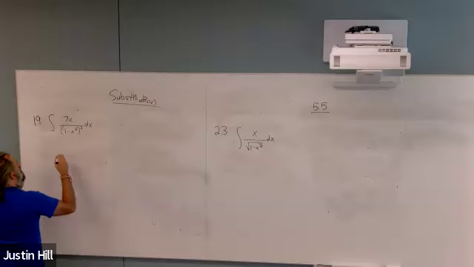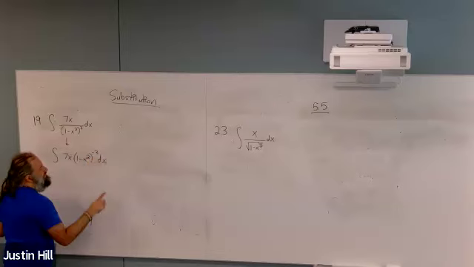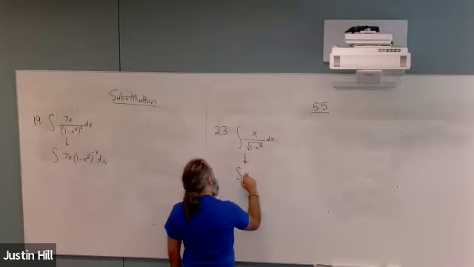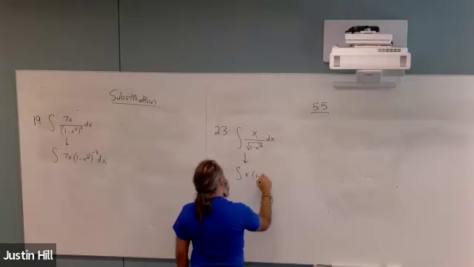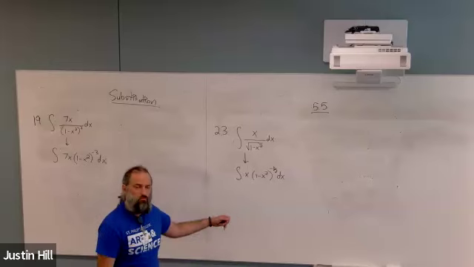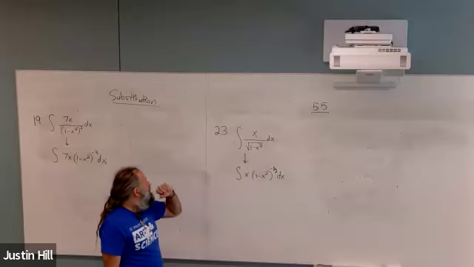So for instance, in 19, I can rewrite this as 7x times 1 minus x squared to the negative 3 power dx. And in 23, I can rewrite this as x times 1 minus x squared to the negative 1/2 power dx. And then it just looks a lot easier to deal with, basically. And it looks more like the problems that we just saw. So it just strategically makes it easier for your head to deal with it.